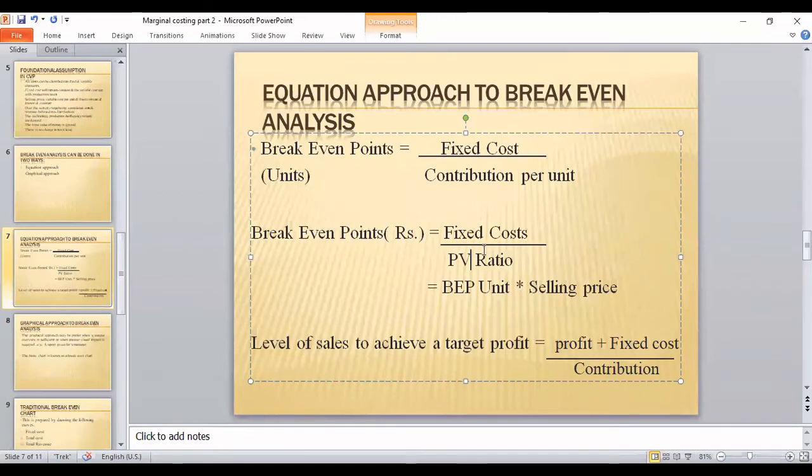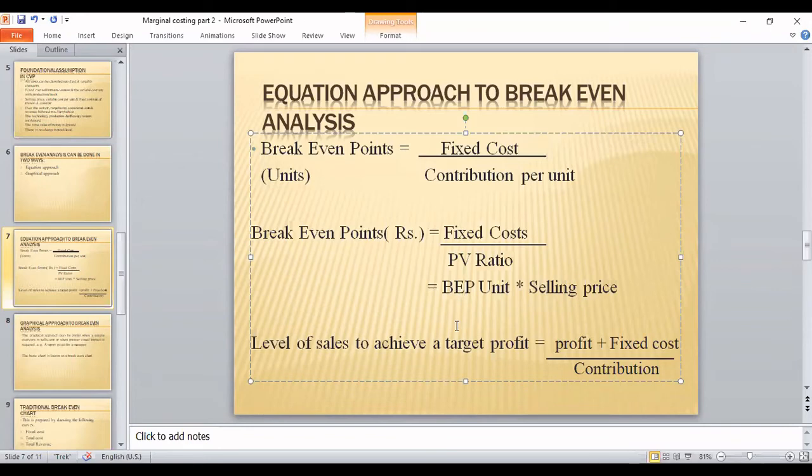ओके, सी, अगर ये फॉर्मूला अप्लाई किया, अगर ये डेटा है आपके पास तो ठीक है. लेकिन अगर आपके पास पीवी रेशियो नहीं है बेटा, you have only the fixed cost, you know what is the contribution. So first of all you find out what is the break-even point in units, then you simply multiply it by selling price. You can simply get the break-even point in rupees. Is this part clear?